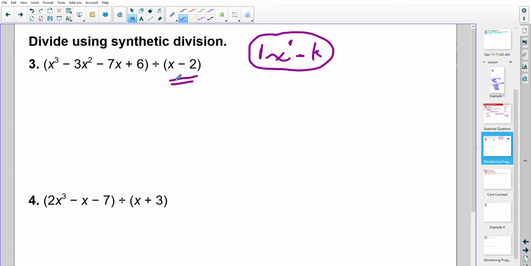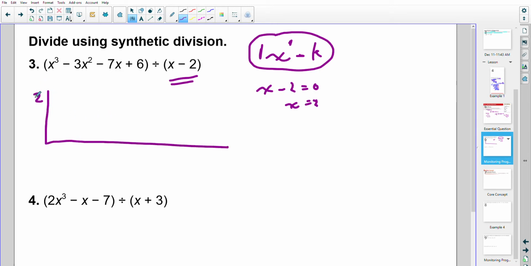So for example, I'm going to say that x minus 2 is equal to 0, so x is equal to 2. 2 is what I want to use in the synthetic division. So you put 2 up here. Notice it's not -2. I set equal to 0 and solve. I put 2 up here, and now I'm going to get the coefficients of that polynomial: 1, -3, -7, and 6. Notice, none of these are missing any terms, so I don't need to put a 0 term in it.